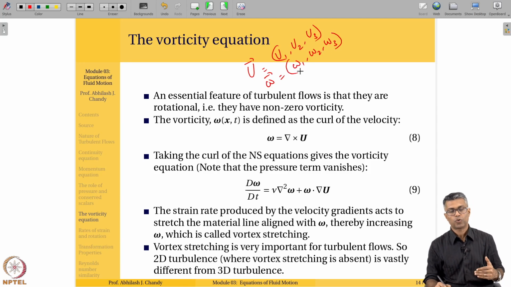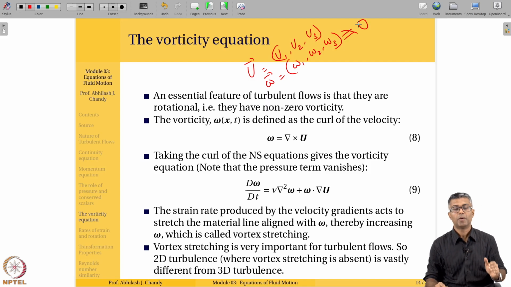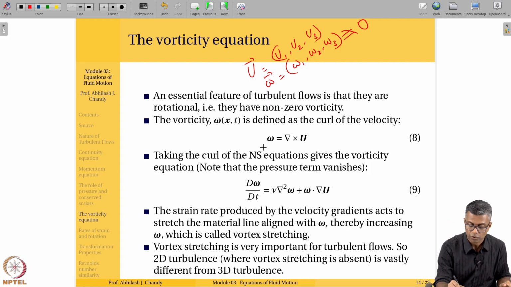So why are we considering vorticity? Because one of the features, attributes as we called it for turbulent flows, is that it is rotational. You cannot have an irrotational turbulent flow. It is always rotational. That means it has non-zero vorticity. So vorticity is always going to be non-zero in a turbulent flow. Because of that reason, we have to think about vorticity as well. Again, it's a derived quantity. So vorticity is the curl of velocity. So it is defined as del cross u.